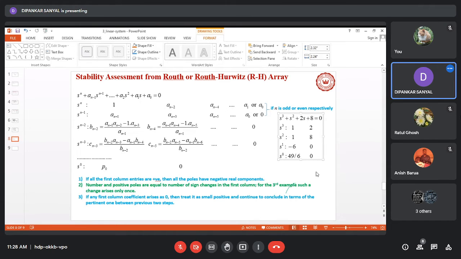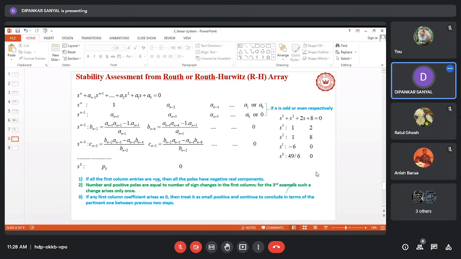Now, that is the relationship between this generalized array formation and a particular array formation. Next, what do we do with this array?